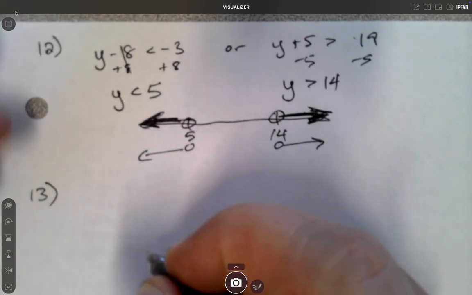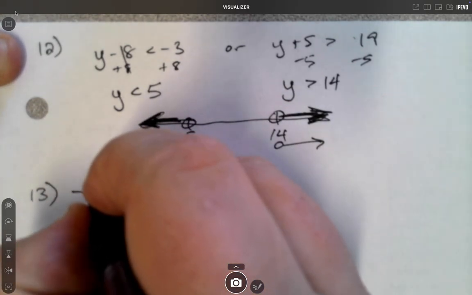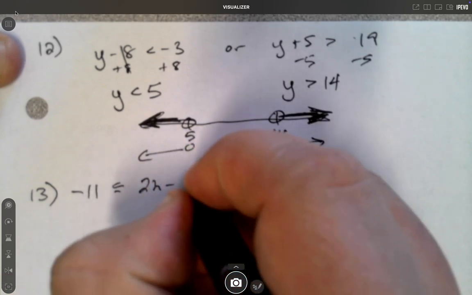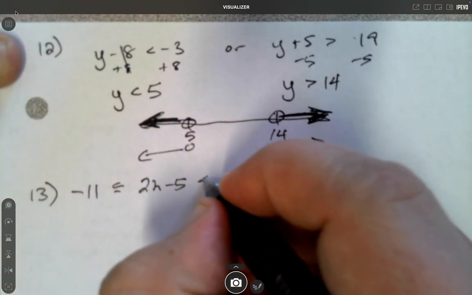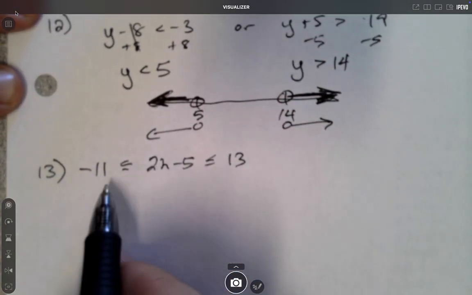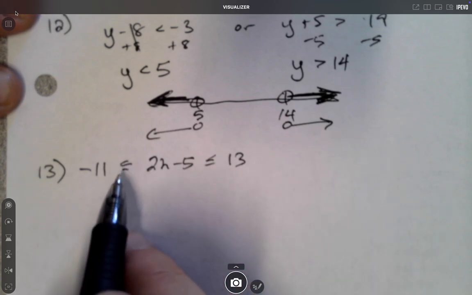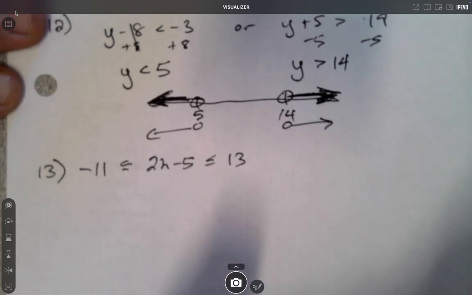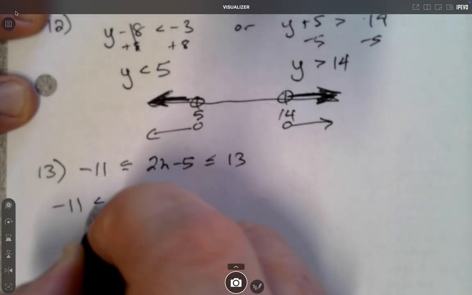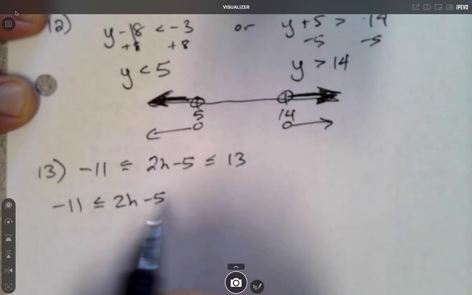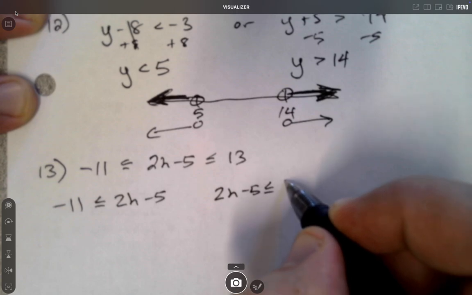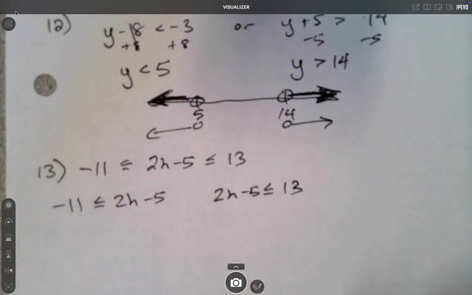Okay, 13. This starts as one long inequality with two inequality signs. So that means it's an "and" form. Anytime you have one long inequality with two inequality signs, that's always the "and" version of compound inequalities. So I need to split this up into two pieces. I do the first piece and the middle piece. Then I do the middle piece and the right piece.